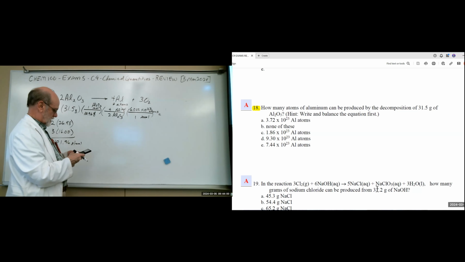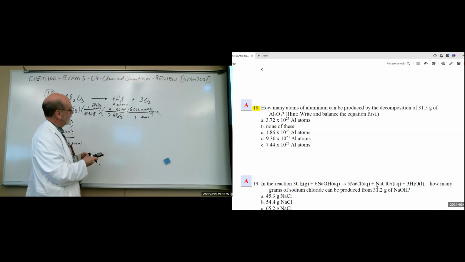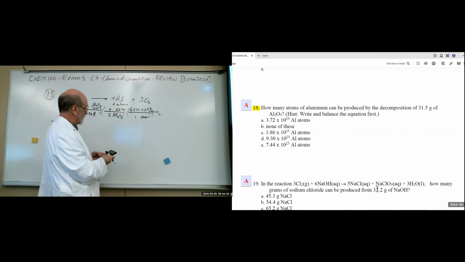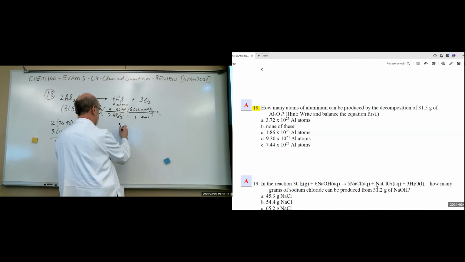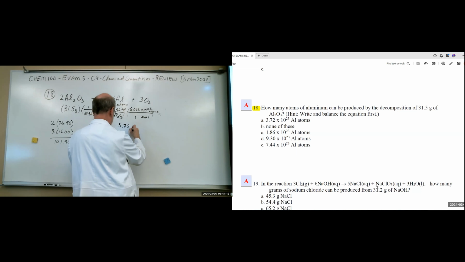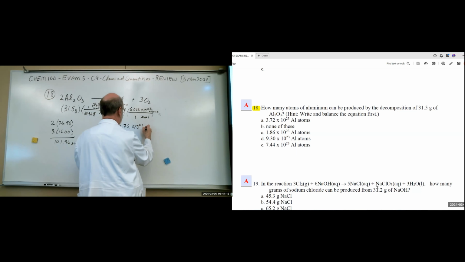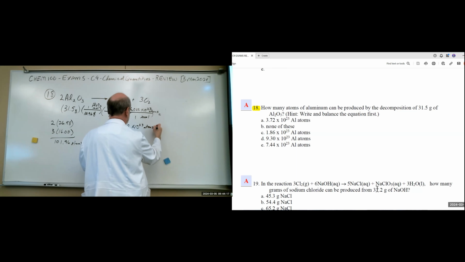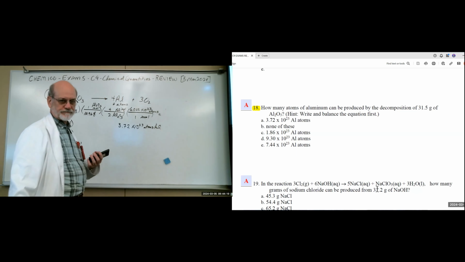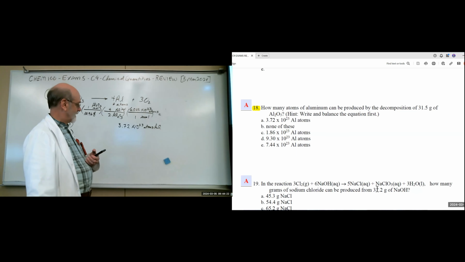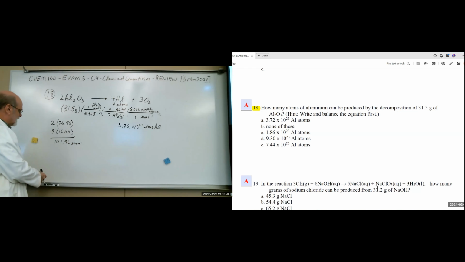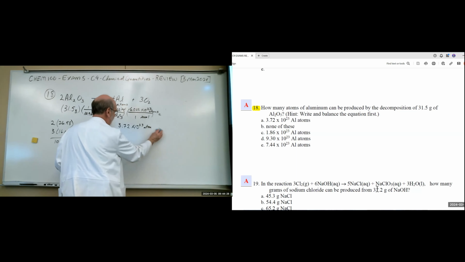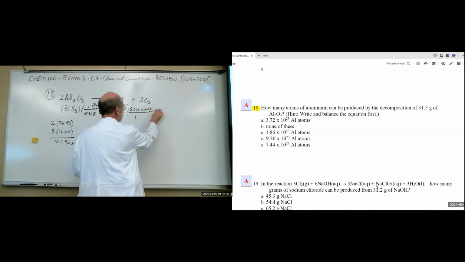6.4 times the 2 divide, and then 6.022 times 10 to the 23rd. So I get 3.72 times 10 to the 23rd atoms of aluminum. All right, that's A. Okay. Moving on.